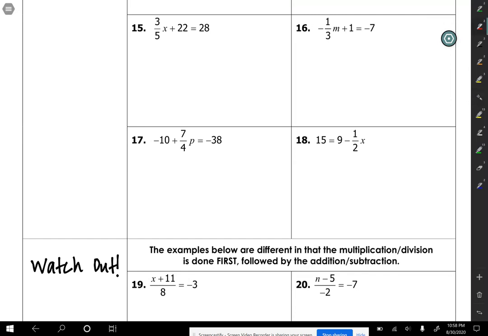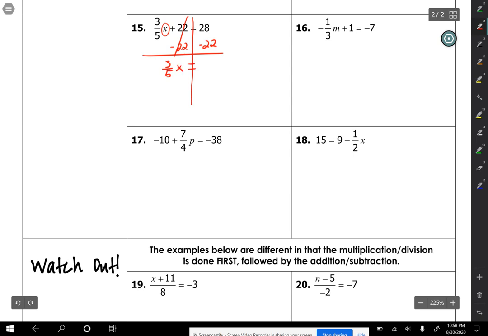Number 15, 3/5 x plus 22 equals 28. Draw my line, circle my variable. I need to subtract 22 first. These are going to cancel out, leaving me with 3/5 times x equals 28 minus 22 is 6. Okay, still solving for x.